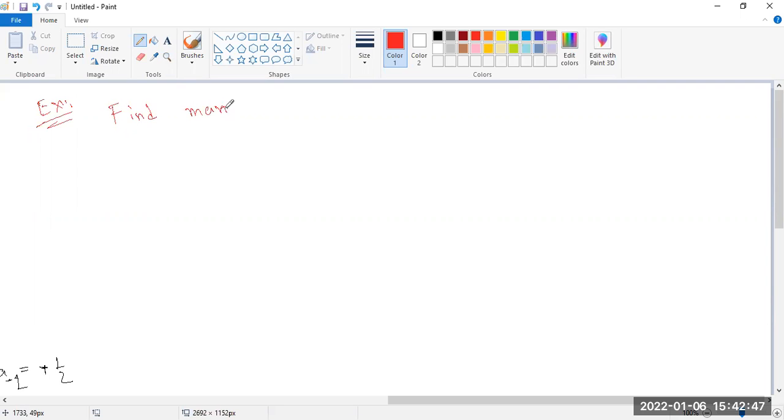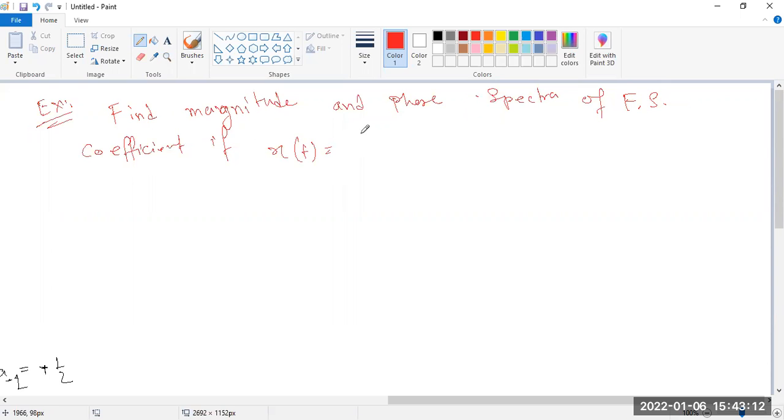Find the magnitude and phase spectra of the Fourier series coefficients if a signal x(t) is given as 4 + 2 cos(2πt/3) + 4 sin(5πt/3). Okay, so this is our question.